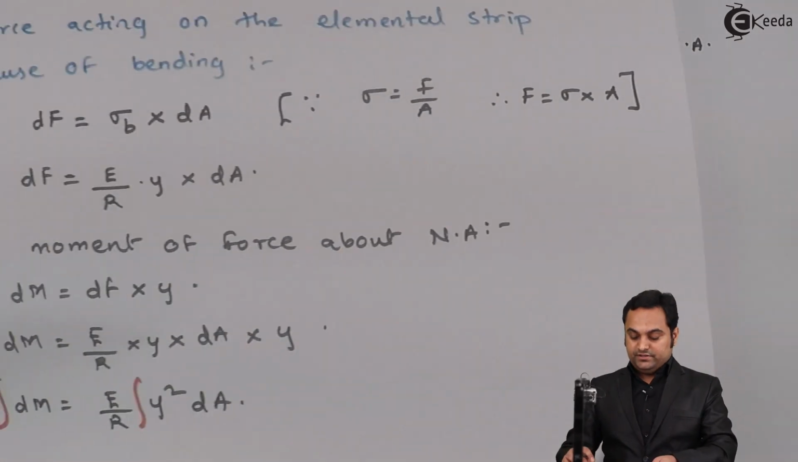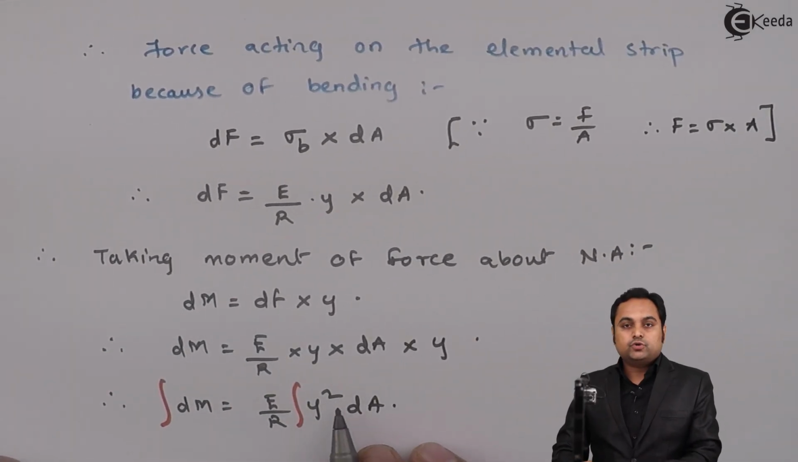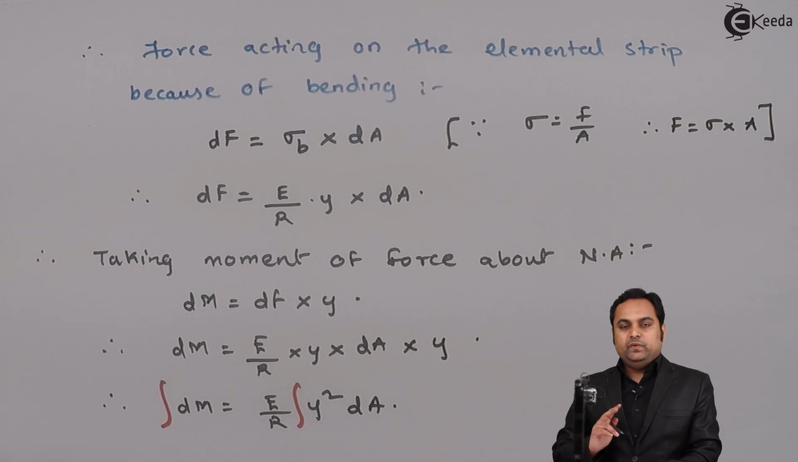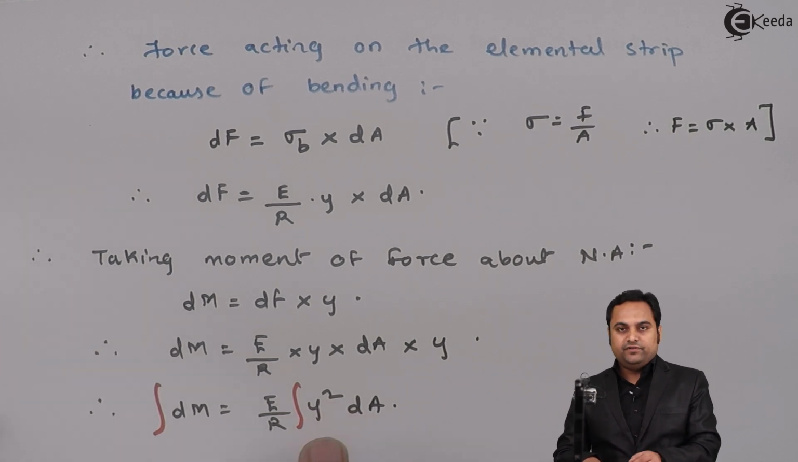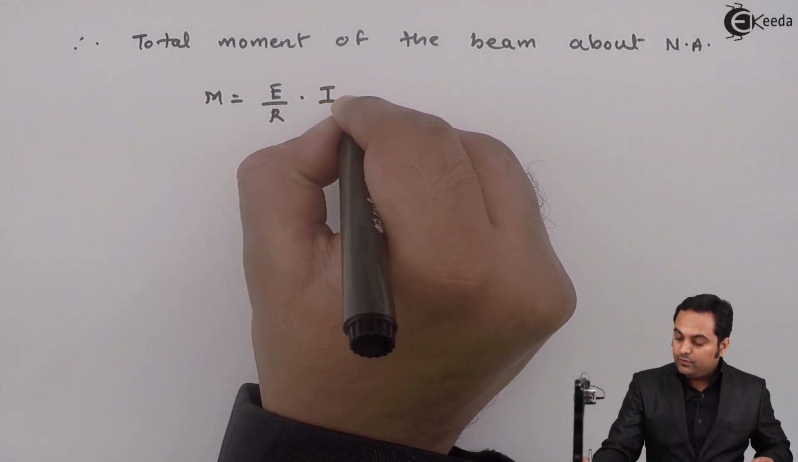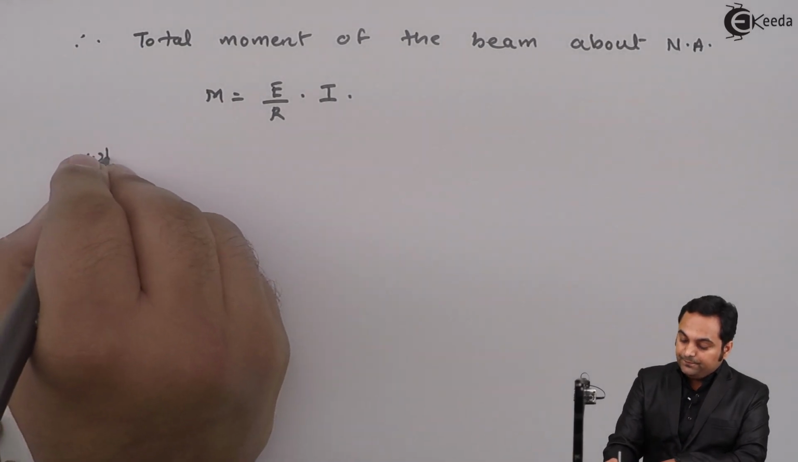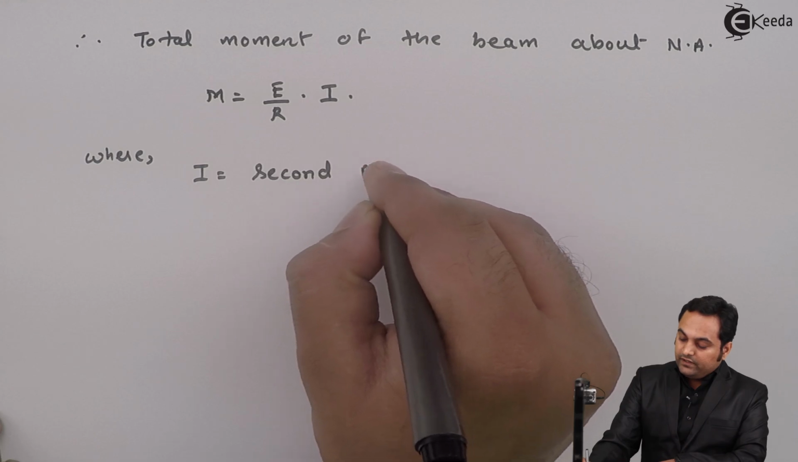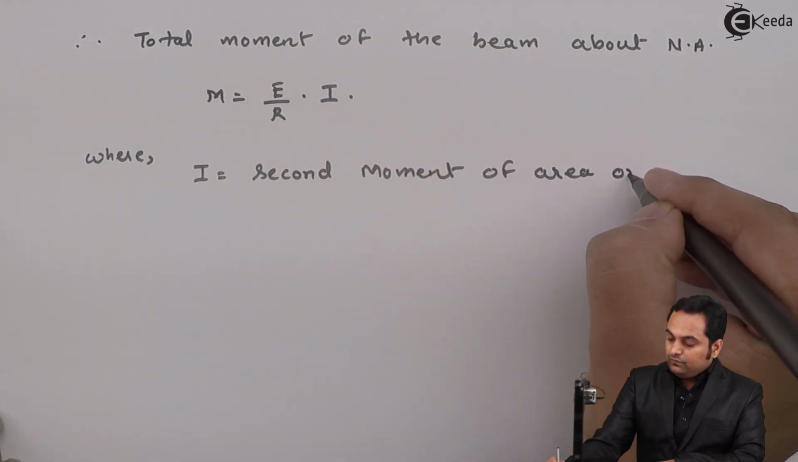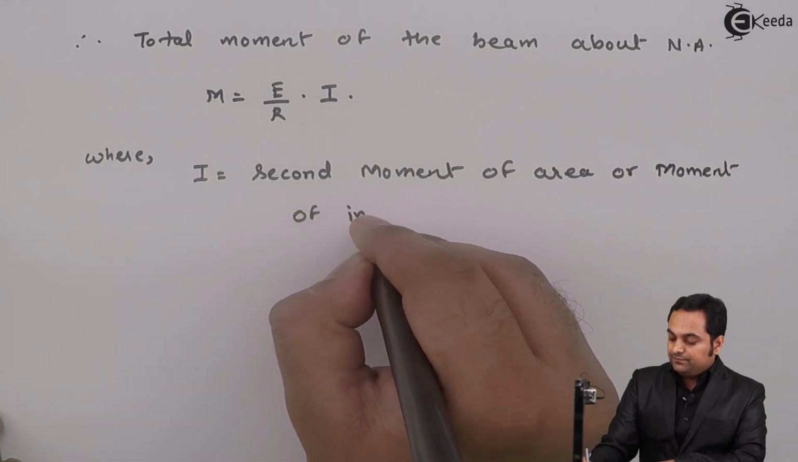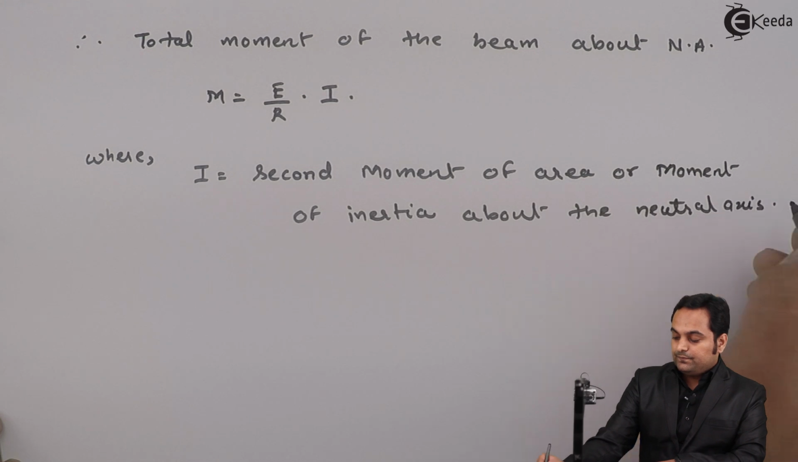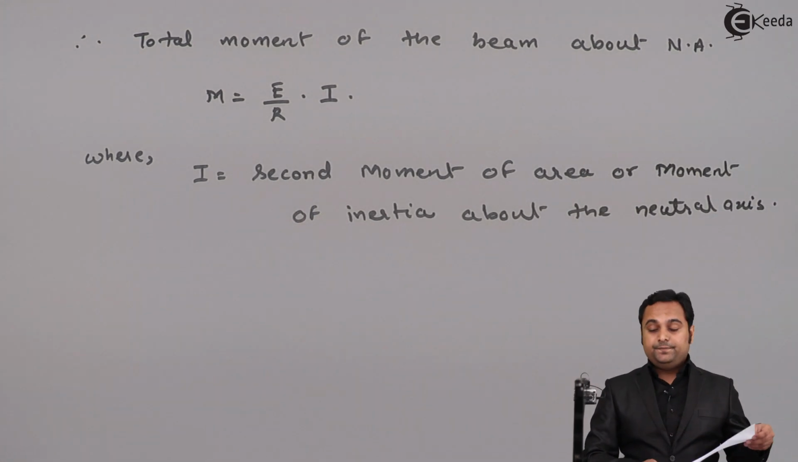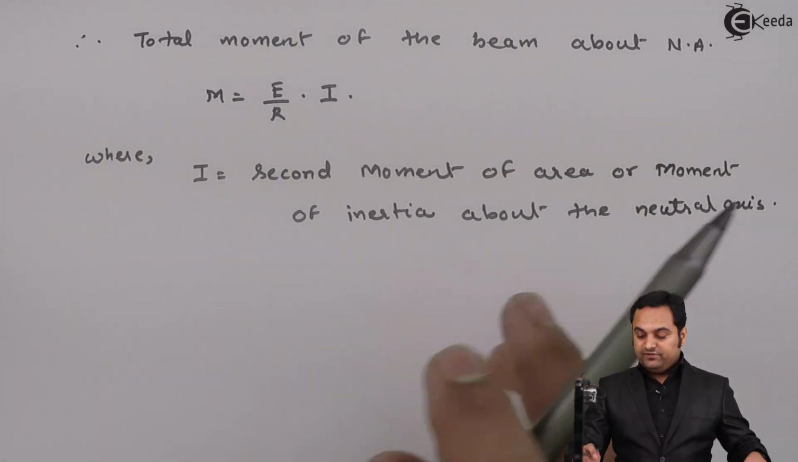Now one thing interesting here is, this is area and distance square. So area into distance square, that is called as the second moment of area, because distance is y and when I am taking the distance twice, it becomes y square, and y square into area, that is called as the second moment of area, and second moment of area is nothing but I, which is the moment of inertia. So I'll write down where I is equal to second moment of area, or it is called as moment of inertia about the neutral axis. So here I have replaced integral y square dA by I, which is the second moment of area.